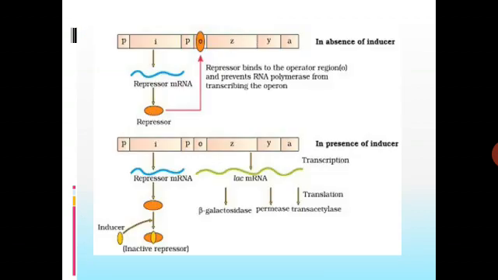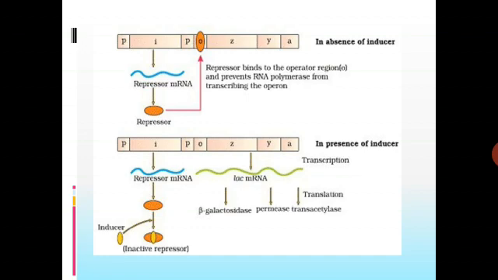Here again they have shown it diagrammatically, what is happening in the absence of inducer, and in the presence of inducer how the enzymes are synthesized. So here we can see in the absence of inducer what is happening. When there is no lactose in the medium, the regulator gene produces mRNA, which in turn produces repressor protein.